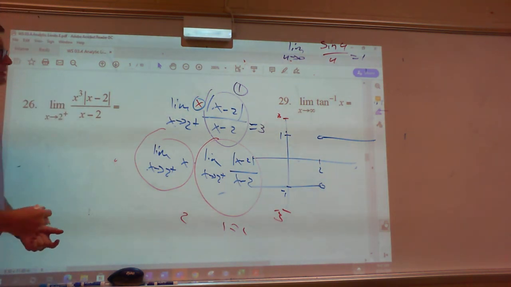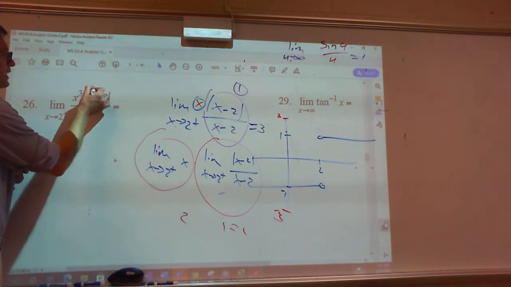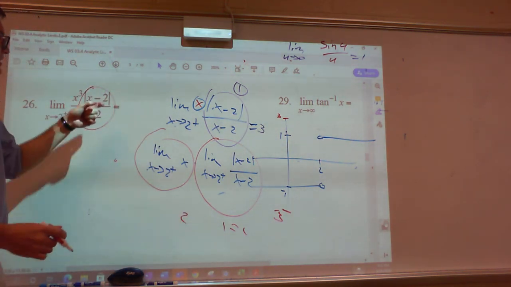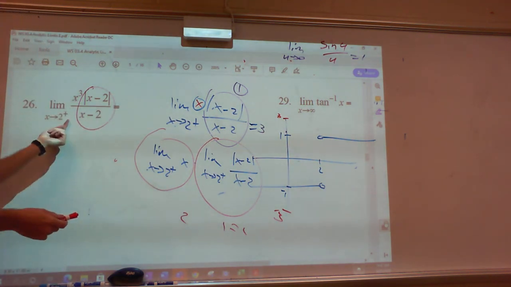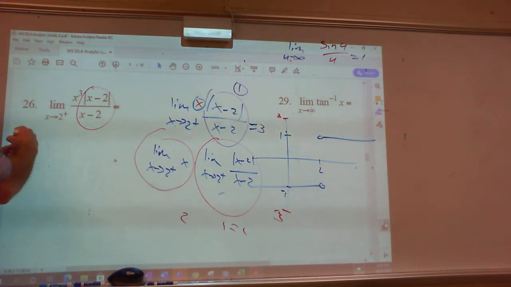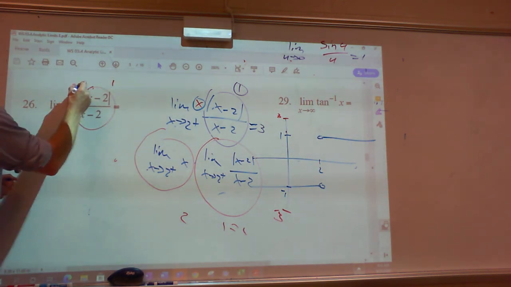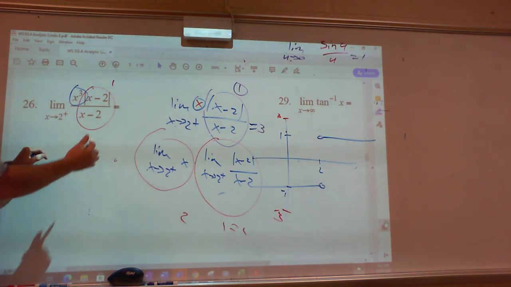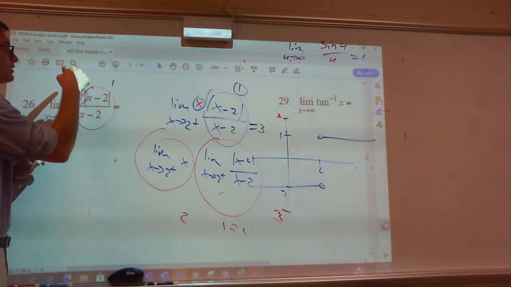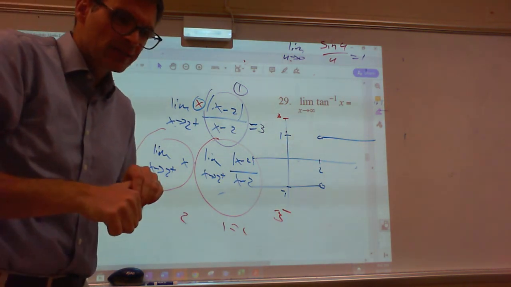Because when I look at this, what I see is something that I know and then some leftover stuff. See, I know this, right? Anytime I see absolute value stuff over stuff, I know that's either going to be 1 or -1. Since we're coming from the right, I know this is going to be a big fat 1. Next, I have to figure out what this part is. Well, as x approaches 2, what's x cubed? x cubed is 8. So I end up with 8 times 1, which gives you 8. Did that part make sense?